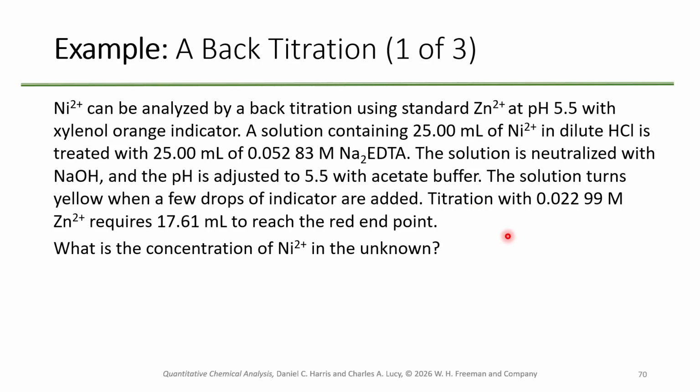The titration with 0.02299 molarity zinc 2 plus would require 17.61 milliliters to reach the endpoint. What would be the concentration of the nickel 2 plus? So notice you add a standard amount of EDTA. See that? Okay. So then you titrate it away, the EDTA that remains, with zinc 2 plus. So whatever the difference between the moles of this EDTA here and the moles of zinc 2 plus, that has to be your other metal that binds to EDTA, right?